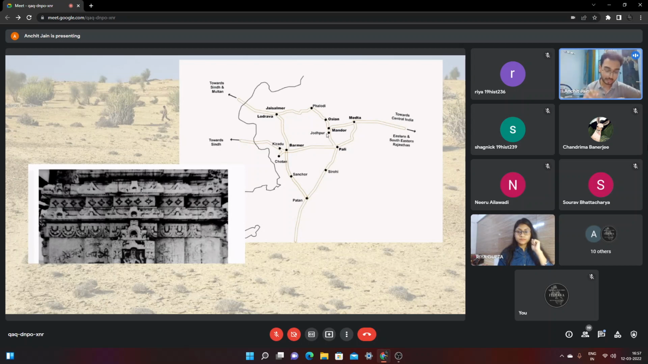Now, Ajay Dandekar has criticized this point. He argued that in the case of Western Deccan, the center, sorry, the periphery.